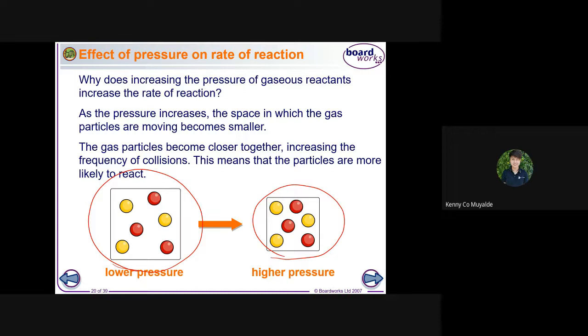As the pressure increases, the spaces in which the gas particles are moving becomes smaller. Now, as it becomes smaller, there is a higher chance na magkaroon ng particle collision. Kasi mas malapit sila sa bawat isa. This means the particles are more likely to react.